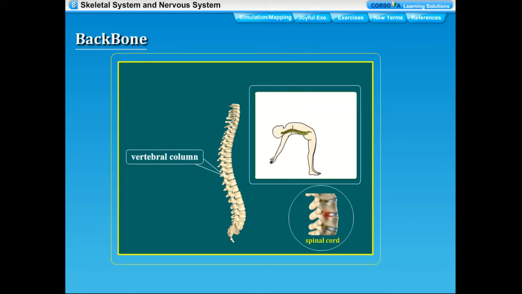The joints of vertebrae allow slight movements. Due to this, we can move our backbone forward and backward. Each vertebra has a hole through which the delicate spinal cord passes.